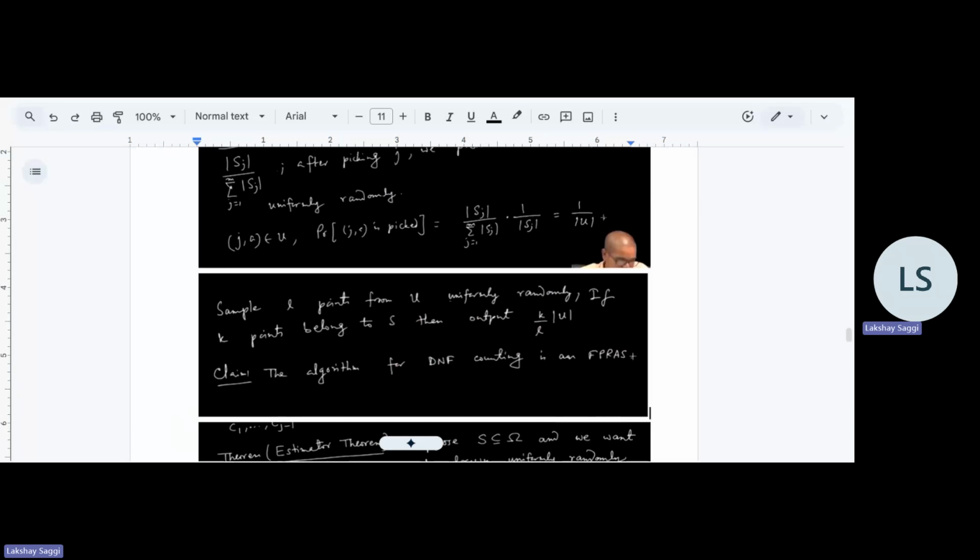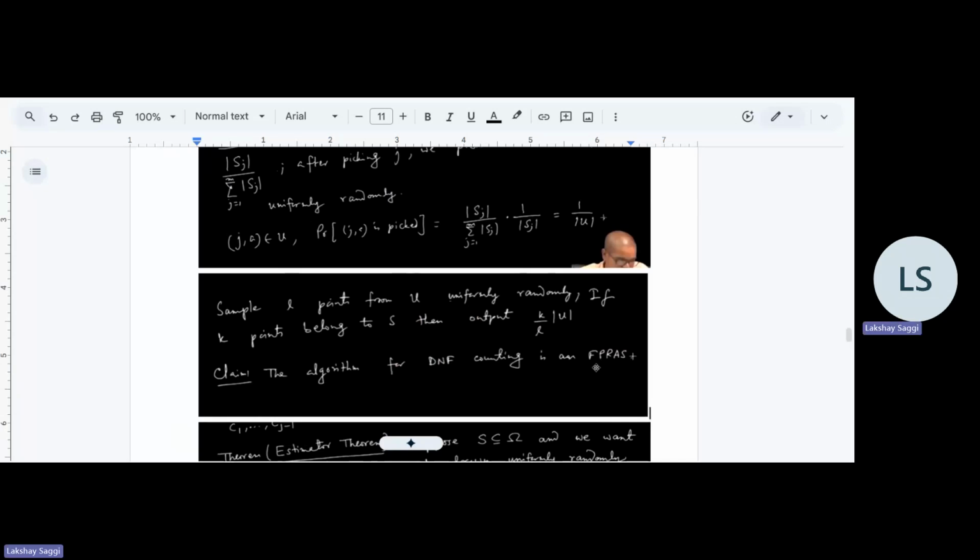So essentially, what we do is we sample uniformly randomly from this set U. Suppose we sample L points from this uniformly randomly, and then if K points out of these belong to the set S as well, then our output is essentially an approximation to the size of set S. Since size of set S divided by size of set U is K over L, then size of set S is just K over L times size of U.